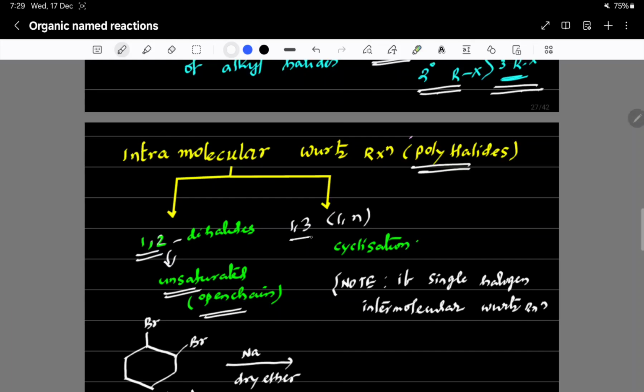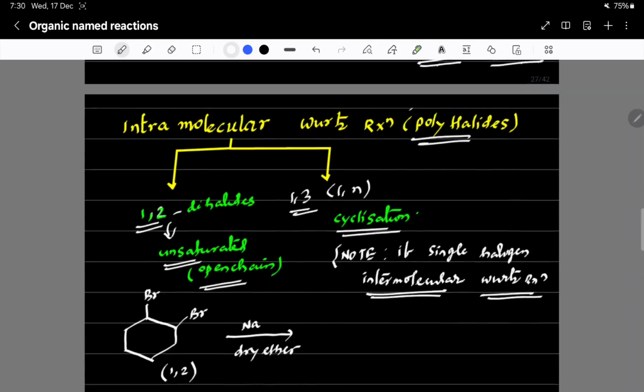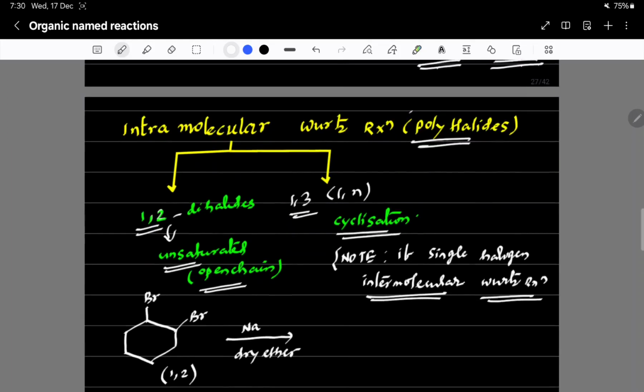For example, 1,3 means the halogen positions are not 1,2, they are 1,3 or 1,n, like that. Then it undergoes a cyclization process, right? So if a single halogen is present, it undergoes an intermolecular Wurtz reaction. Intramolecular Wurtz reactions are very important, students. Generally in the intramolecular Wurtz reaction, the entropy of the reaction increases, right?